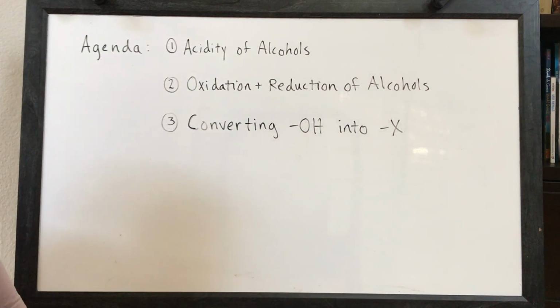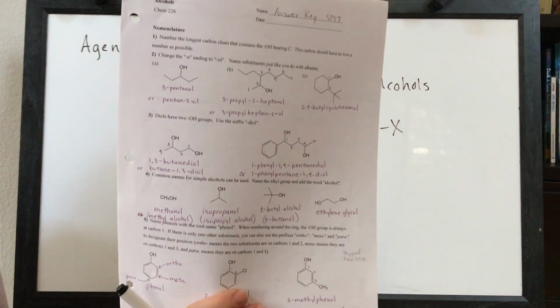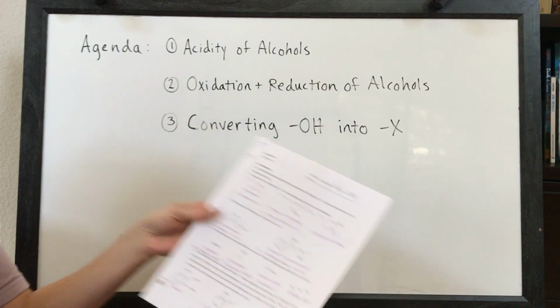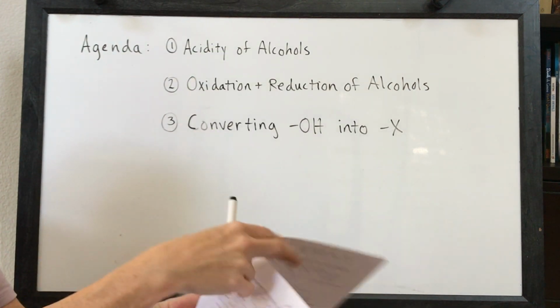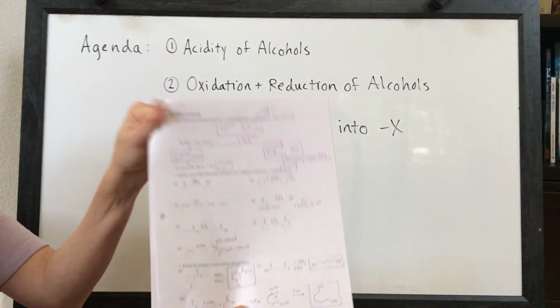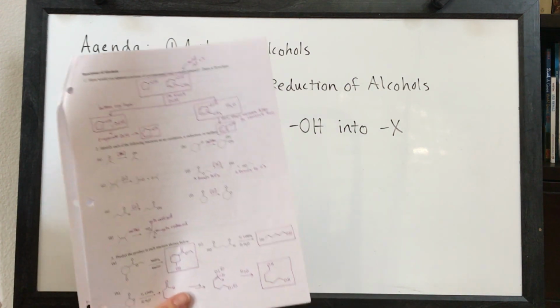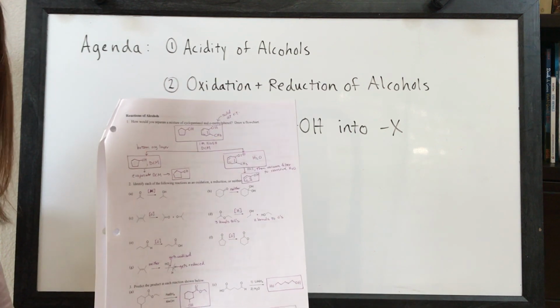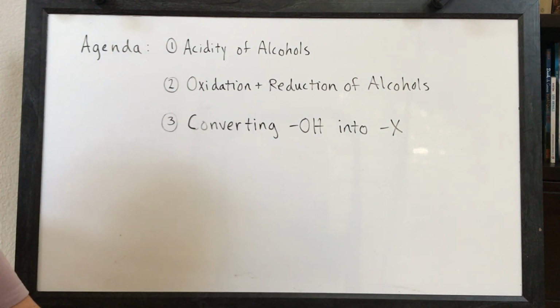And as I go through this, I'm following along on the worksheet that's titled Alcohols. We already did nomenclature on the front side, so if you flip to the second page, that's where we're going to start with the practice problems. And as we get to this, you might want to pause the video, try the problem, and then restart it. So our first topic is acidity of alcohols.